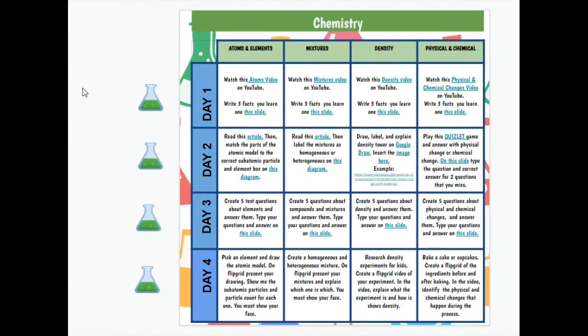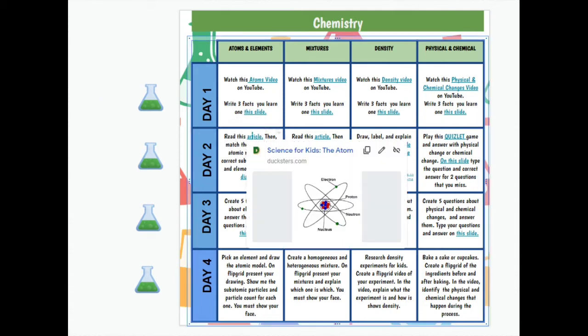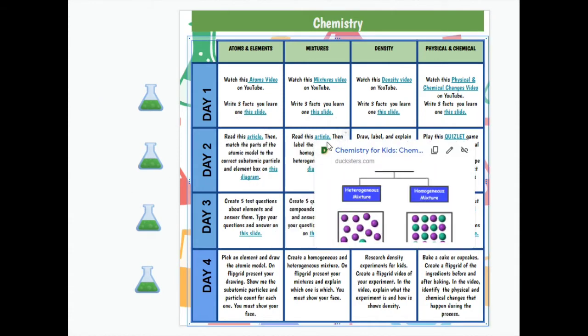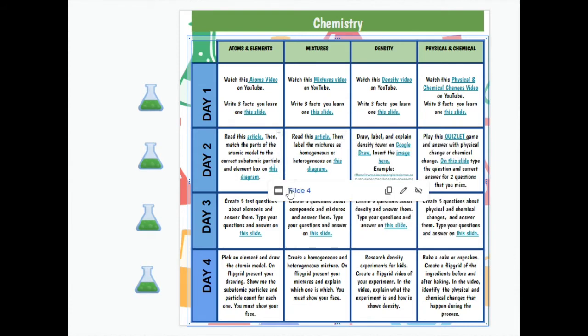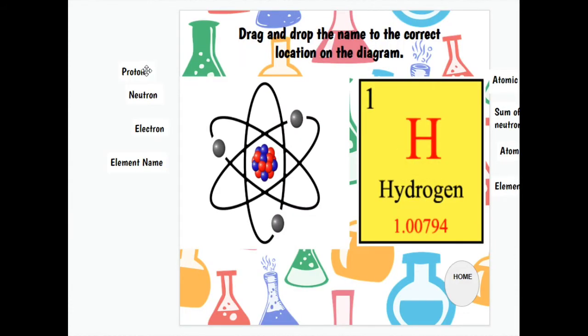Day 2, for each topic, for atoms and elements and mixtures, they're linked to an article. And then for atoms, they'll go to slide 4, and they will drag and drop to label the subatomic particles on the atomic model, and then they will also label the element box. So atomic number, they'll just drag it over to label the element box.